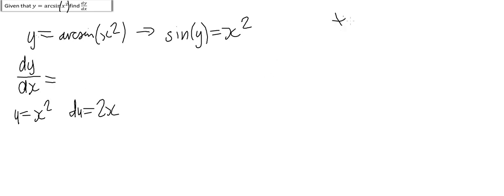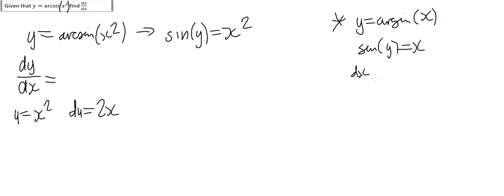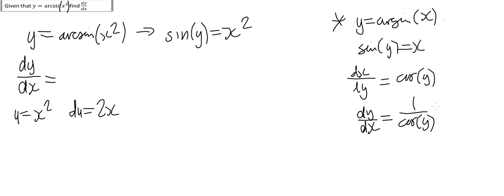If you remember, let's do that over here. If y equals arcsine of x, then that means that sine y equals x. And if I do dx by dy, that's going to give me cos of y. Now I've got dx by dy, but I want dy by dx. So what do we do? We flip that upside down, so that's 1 over cos y. And that's what we had from part A when we did this question.